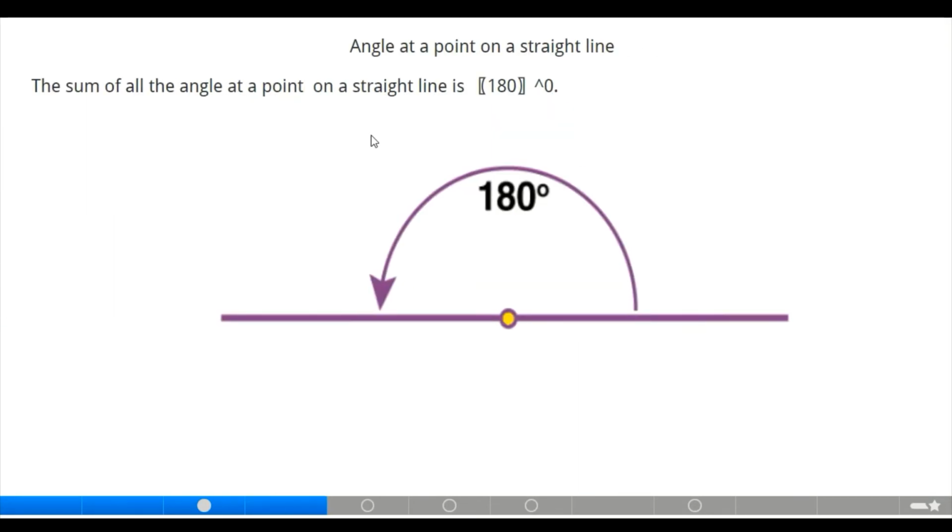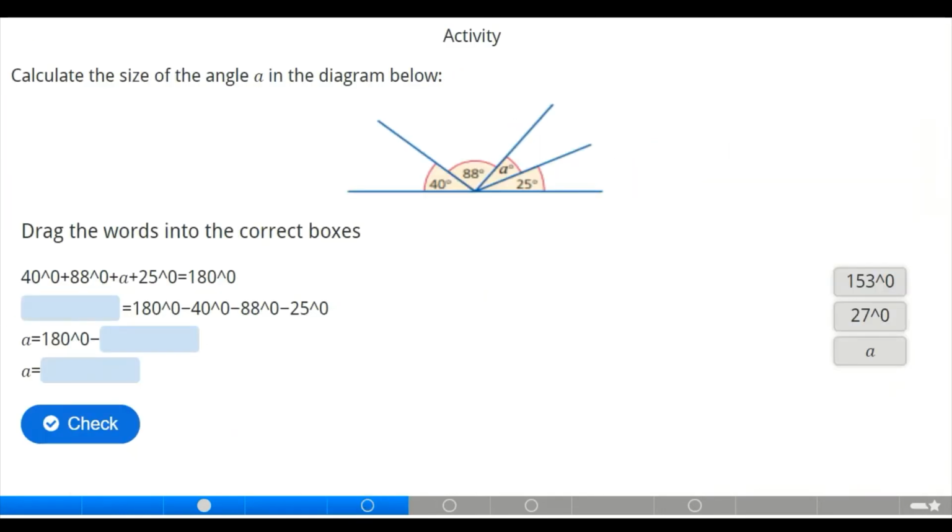Now the next property that we want to look at is angle at a point on a straight line. The sum of the angles at a point on a straight line is 180 degrees. This is more or less like dividing your circle into two to have a semicircle, or a semicircular protractor, for example. The upper part of that circle is 180, the lower part is 180, and this makes angle at a point on a straight line 180 degrees.